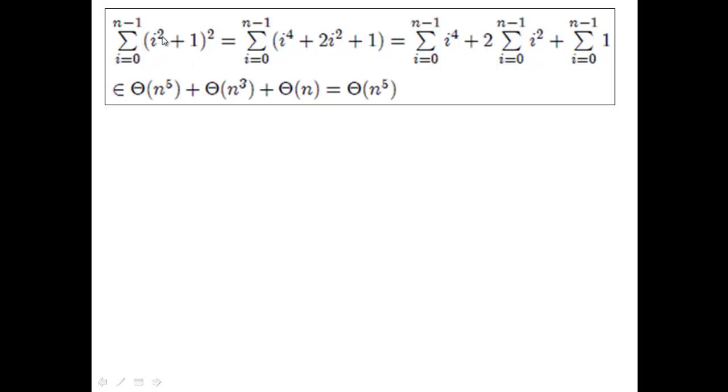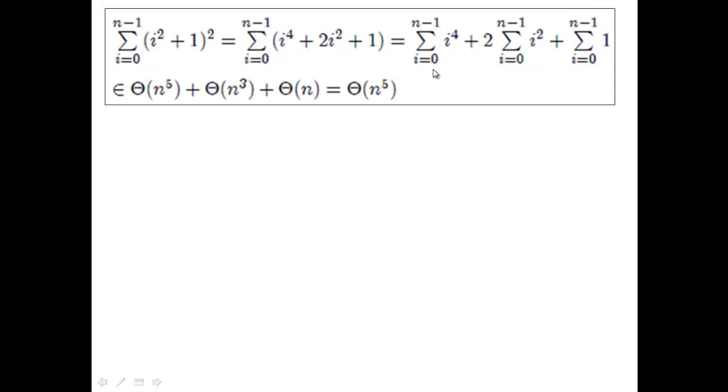So this is I square whole square, which is I raised to 4, that is a square. So I square whole square is I raised to 4, plus 2ab, so 2 times I square times 1, which is 2I square, plus b square, which is 1 square, which is 1. So now this is all plus, so you can expand the summation. So this is sigma I equals 0 to n minus 1 of I raised to 4, plus 2, a coefficient you can take outside, times sigma I equals 0 to n minus 1 of I square, plus sigma I equals 0 to n minus 1 of 1.